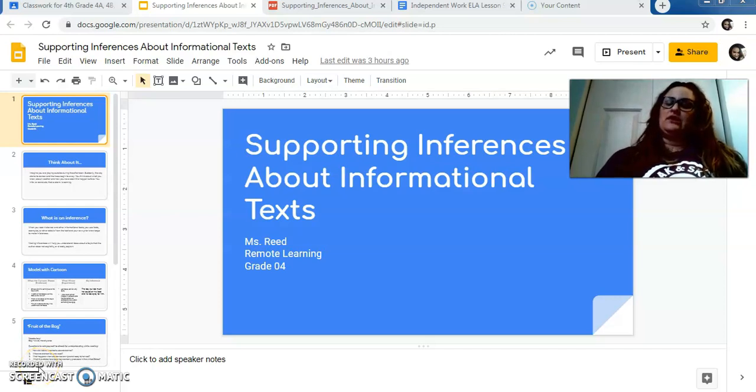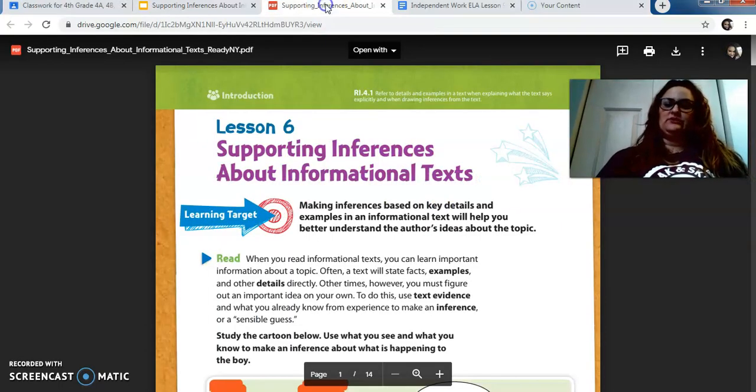Today we are working on lesson 9, supporting inferences about informational text. This is the Google Slides material you'll need. You'll also need to open this. It says lesson 6, but it's lesson 9 for us. Supporting inferences about informational text.